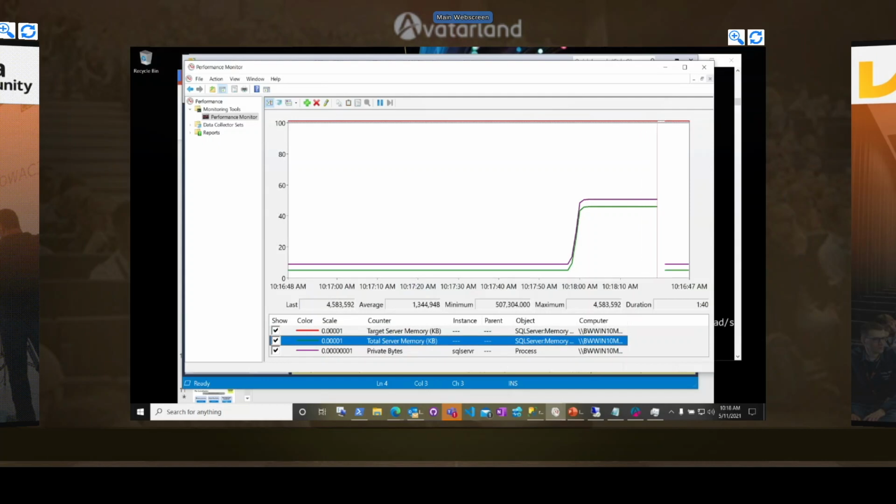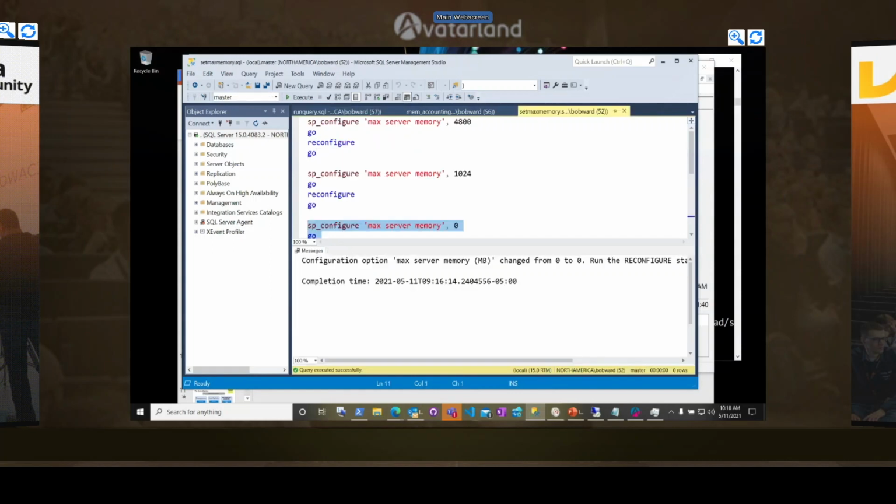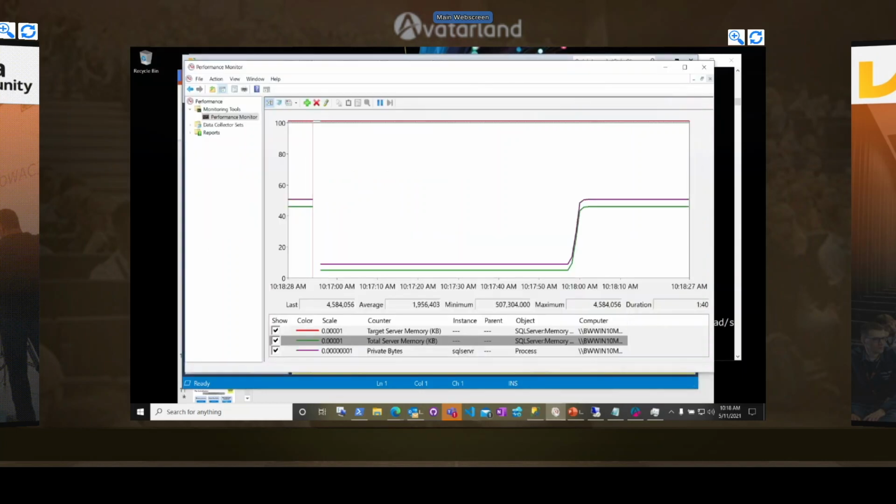So how does the ceiling get lowered? Instead of causing external memory pressure, let's artificially lower it. The way we do that is we're going to use max server memory and lower it to this value right here. Now I want you to observe what happens when I do it. Notice it immediately does not go down. But watch, in a second, it'll go down.